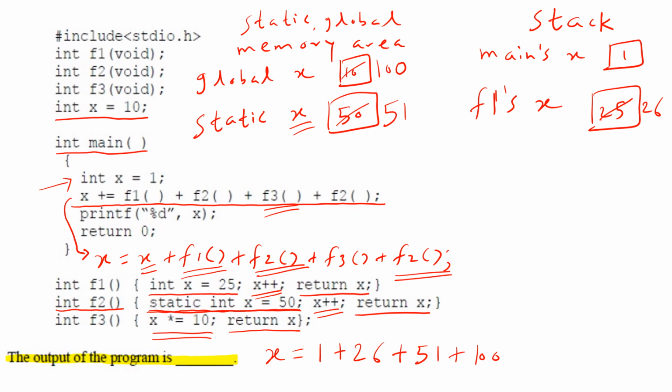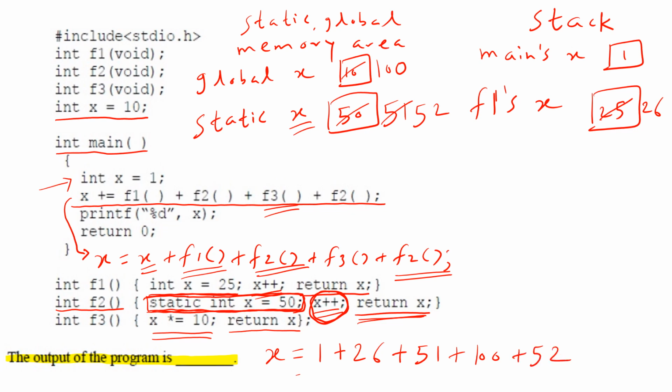Now second time when we call this function f2, we do not create this static variable, because static variables, once they are created, will remain there until the program exits. So this statement creates static variable x. It is already created, so this statement will not be executed. Control will directly come to x plus plus. So x plus plus will make it 52, and then we return that value 52.